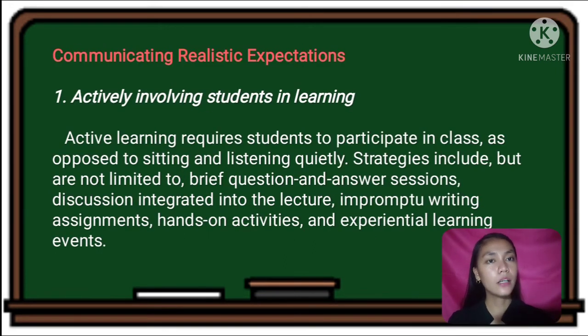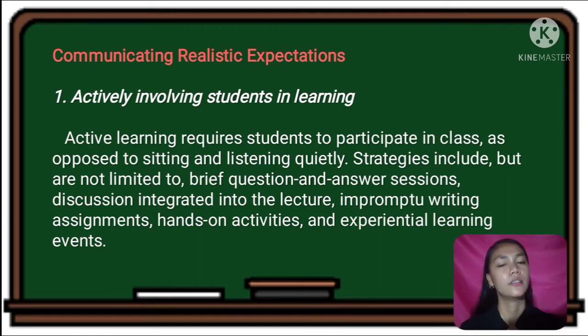And the last step under planning instruction is communicating realistic expectations. The third component of instructional planning is setting realistic expectations for students and communicating those expectations to them. When teachers do not expect much from their students, they are shortchanging them. So the first task under communicating realistic expectations is actively involving students in learning. Active learning requires students to participate in class, as opposed to sitting and listening quietly. Strategies include, but are not limited to, brief question and answer sessions, discussion integrated into the lecture, impromptu writing assignments, hands-on activities, and experiential learning events.